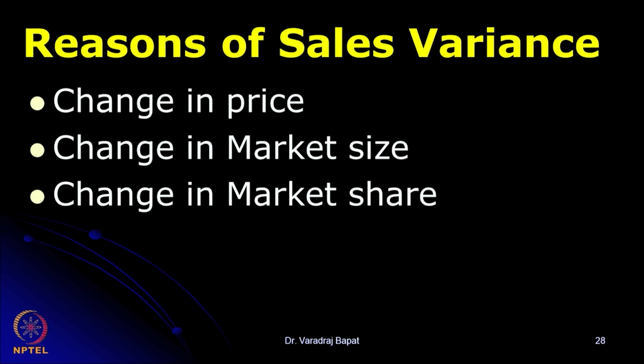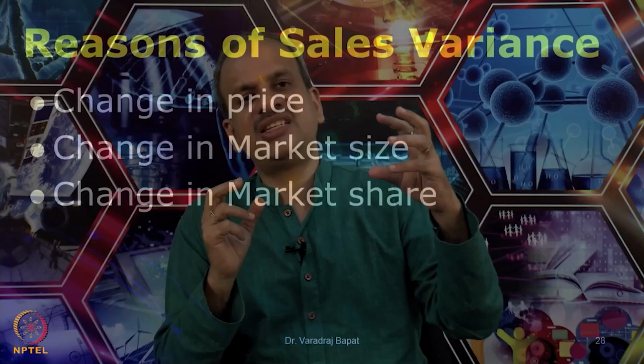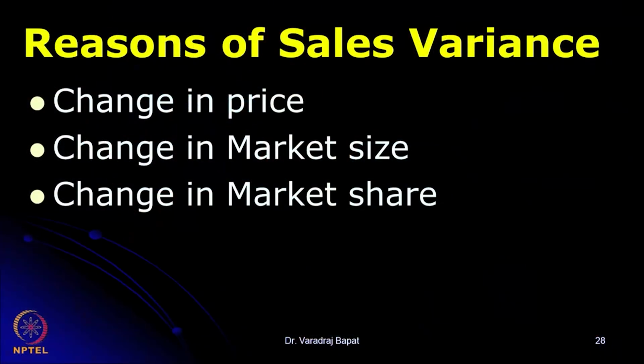Now the last type of variance, that is a sales variance. Now we make some budget of sales. In the market we know that actual sales can differ. One reason is obviously because of prices, because our budgeted price and the market price can vary, that is known as a price variance. The second is because of market size. So the commodity in which we are dealing, the size of the whole market might increase or decrease, that affects our sales.